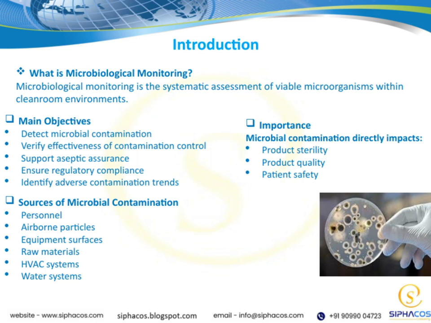Our main goals here are clear: to detect contamination, confirm our control measures work, support aseptic processes, meet regulations, and spot any worrying trends early on. Contamination can come from many places: people, the air, equipment, raw materials, even HVAC and water systems. Understanding these sources helps us keep things safe and clean.